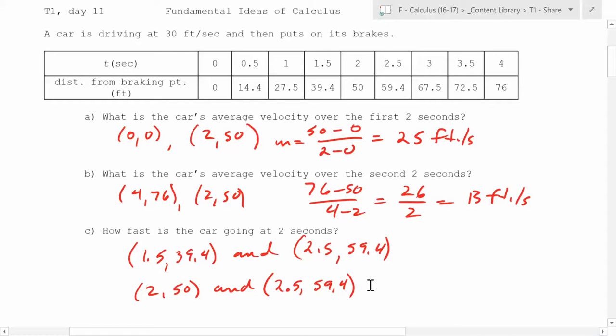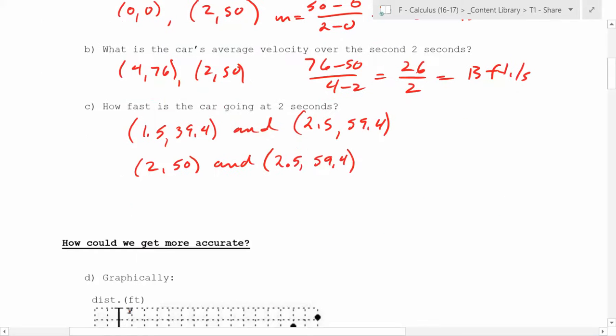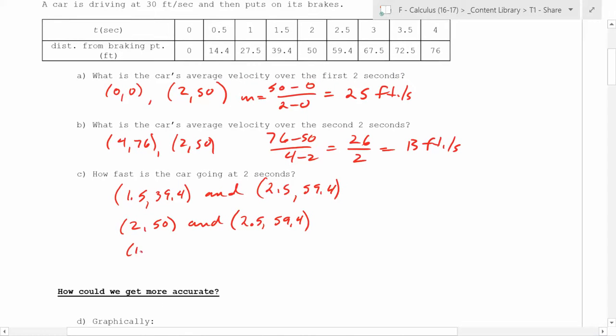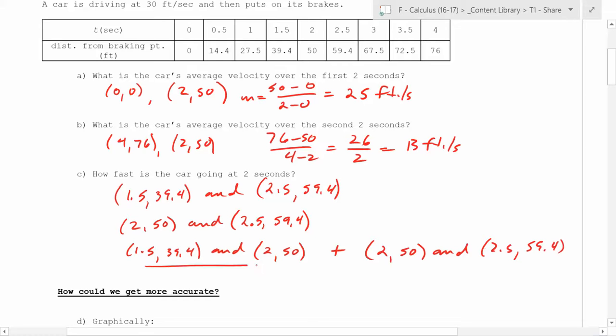Well, sometimes you could, and sometimes you see this. There's actually a third way. People do this. They take the point before, 1.5 comma 39.4, right? And what's the other one? 2 comma 50, and then what do they add to it? They average it, and 2.5 comma 59.4 like this, and then they divide it by 2.